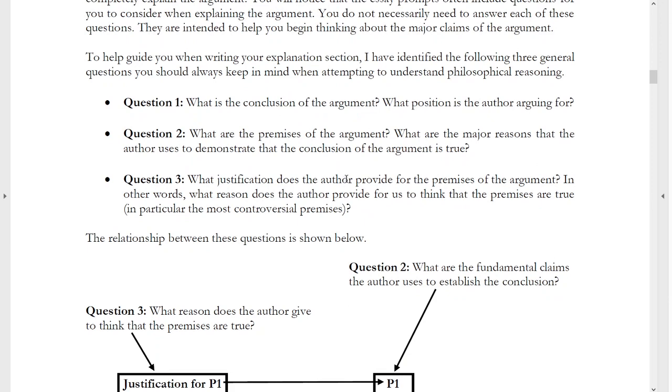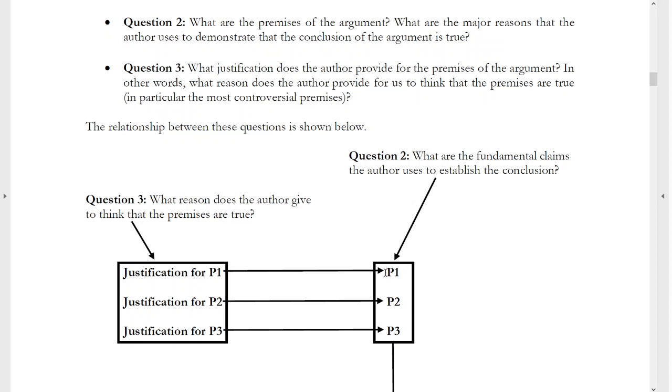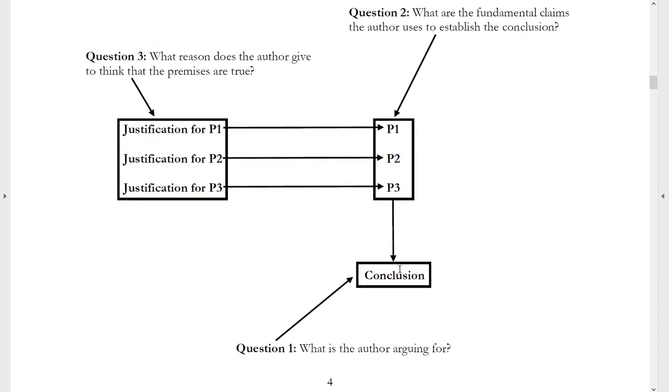The next thing you would want to explain is, how does the author argue that these premises are true? What reason do they give us to think that the first premise, the second premise, the third premise, as you've identified it, is actually the case? And sometimes I'll refer to these as justifications. So you identify what the first premise is. What's the justification for premise 1? You identify the second premise. What's the reason to believe that's true? So this is the basic structure you want to keep in mind. What's the conclusion? What are the major reasons given? How do they justify each of those premises?